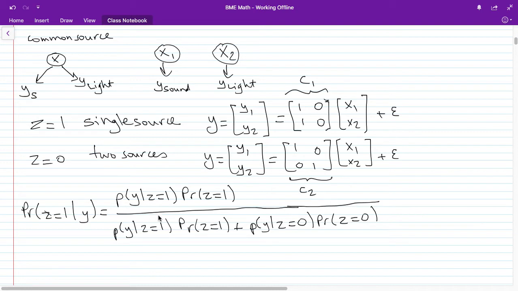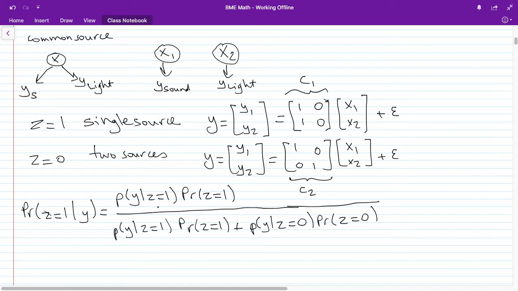And so if you think about this, what is it saying? It's saying that the probability that you had a single source has in its numerator the probability of Y given that Z is equal to 1. So that's this equation here, right? So its mean is going to be C1 times X. And C1 says, well, X1 and X2 have to be the same, which means Y1 and Y2 have to be the same. So if you heard a sound and you saw light, the probability that they came from the single source is that they both have to come from the same location. The closer they are to each other, the more likely it is that they came from the same location. That's what that numerator says.